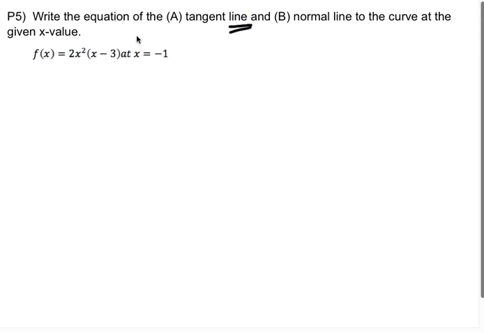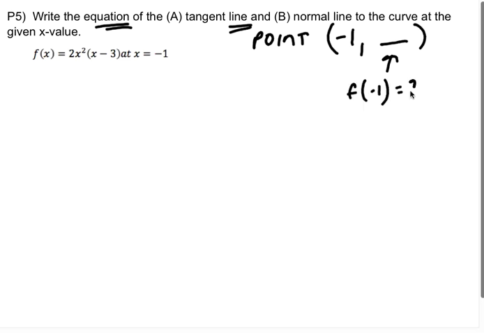So notice, whenever I'm asked for an equation of a line, I need two things. I need a point, which is -1 comma blank, and I need a slope. So I might as well go ahead and find the blank now, right? My f of -1 is going to be 2 times a regular 1, and then this will be a -4. So I think I get a -8, right? So I now know my point. Great. That's the first thing I need.